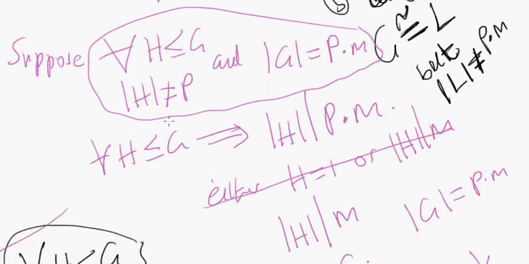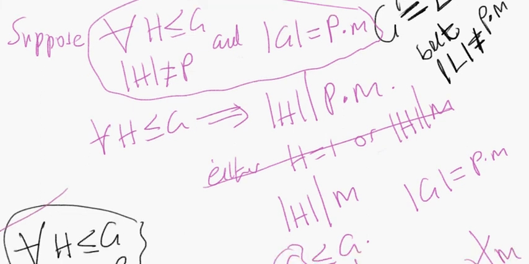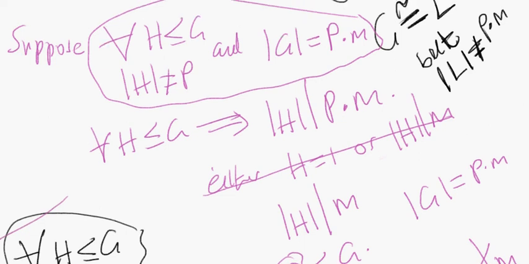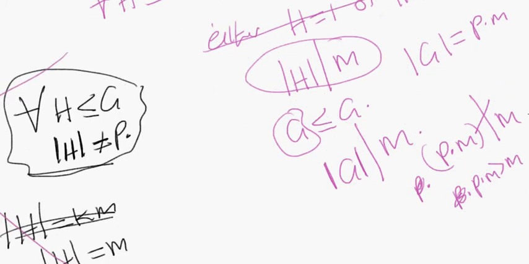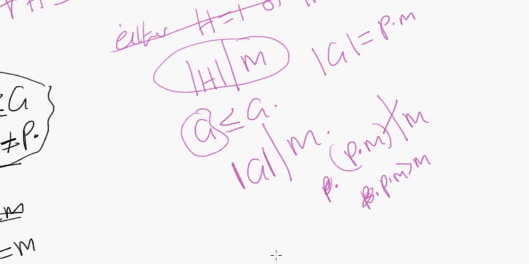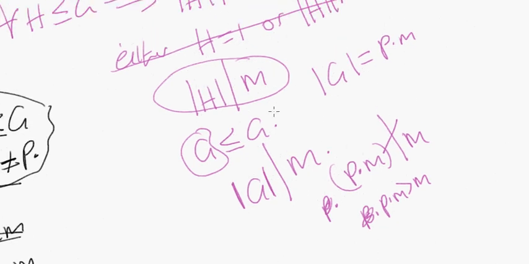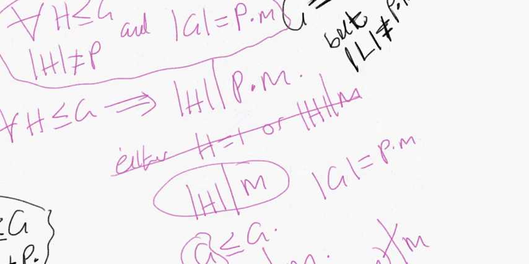Well, if order of H does not equal P for any H subgroup of G, aren't we saying that for all H subgroup of G, order of H must divide M? If order of H must divide M, aren't we saying that, look, in that case, since the group is a subgroup of itself, the order of G must divide M as well. But order of G is P times M. How can P times M divide M, right? So haven't we obtained a contradiction?